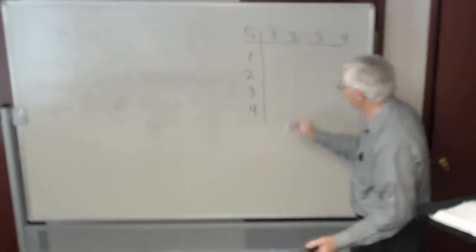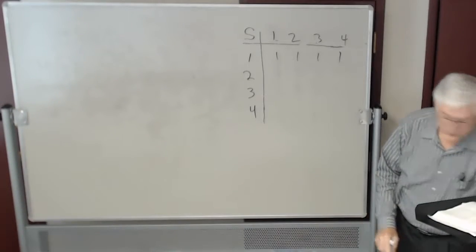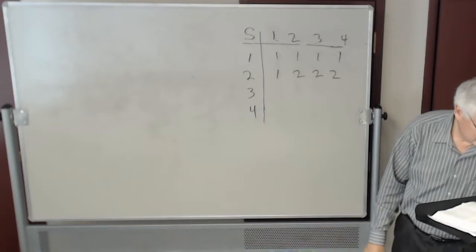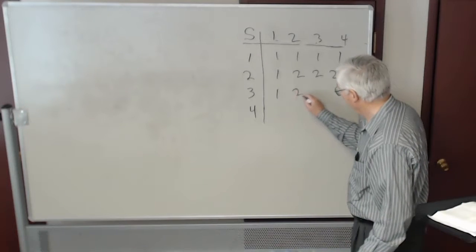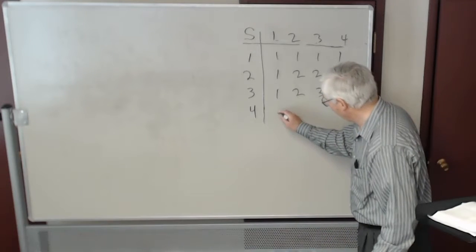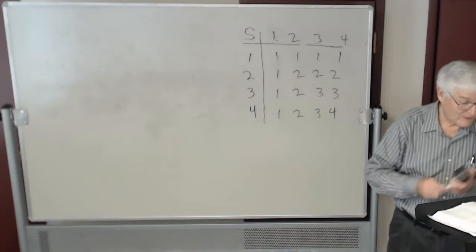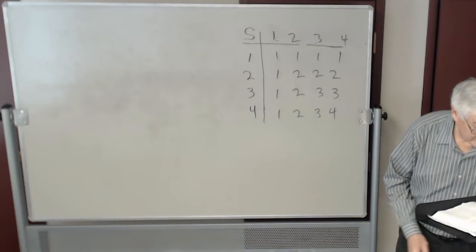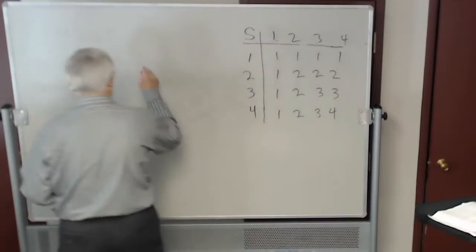And what do we have here? 1, 1, 1, 1. Then what's next? 1, 2, 2, 2. And then what's next? 1, 2, 3, 3. And what's last? 1, 2, 3, 4. You follow what we're doing? Question 20. Does A have an identity element?